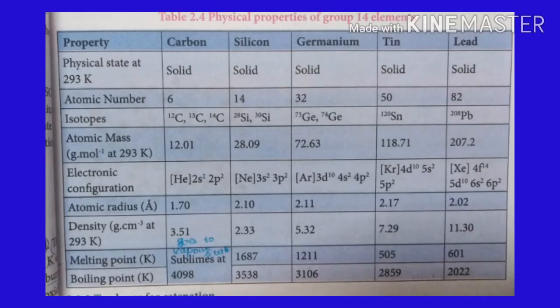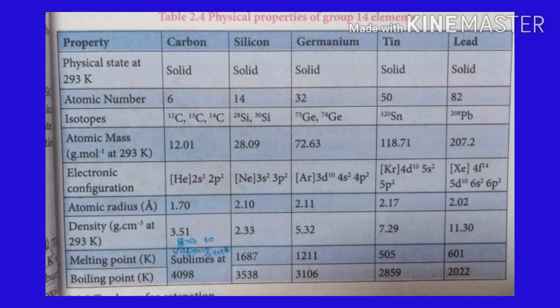So up to this, the properties of 13th group elements are over. Next we are going to study the 14th group elements. Already you know carbon belongs to the 14th group, and the elements present in the 14th group are carbon, silicon, germanium, tin and lead.